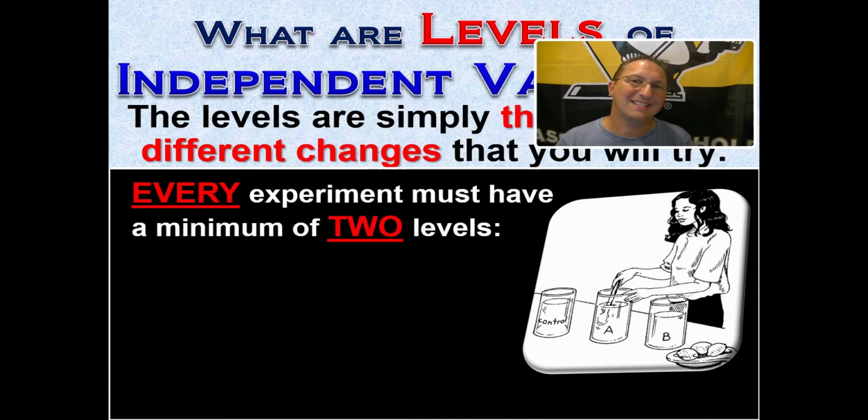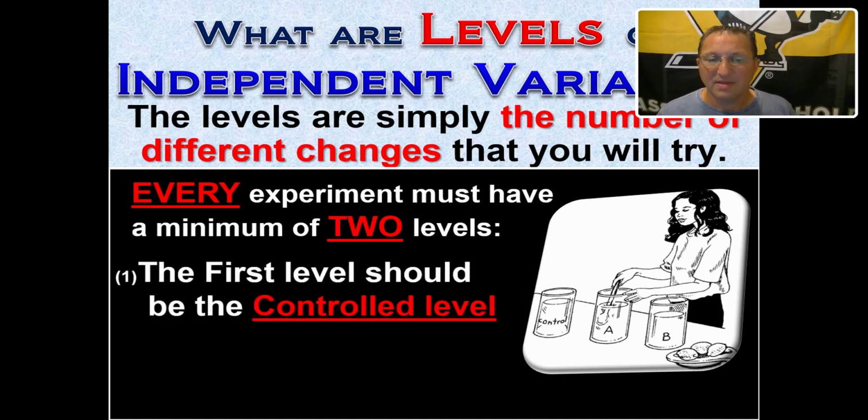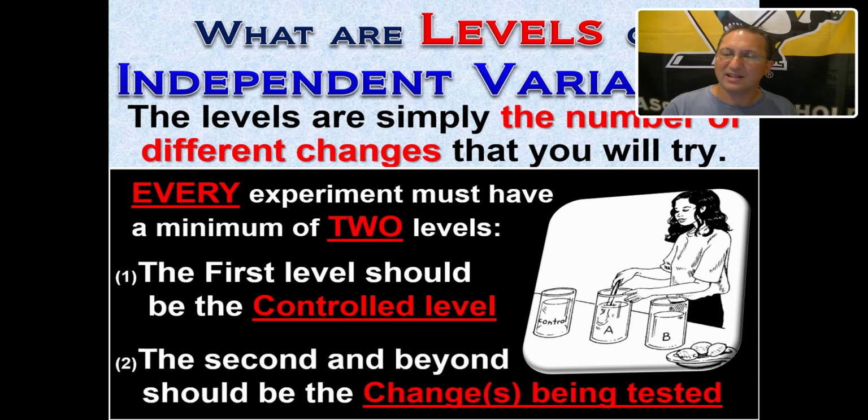Every experiment has to have a minimum of 2 levels. Every experiment. So you've been doing levels, you just haven't maybe called them a level. The very first level is what we call our controlled level. Okay, so it's the level that we're going to compare everything to. We'll get to that in a second. The second level and beyond are everything you're changing. So again, in our classroom of noise, our controlled level would be that first level where there's no noise. Then the second level would be the flute, and the third level would be the flute and the drum, and so forth, until we get to all of our different levels.